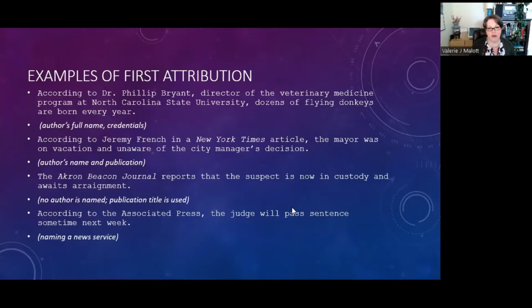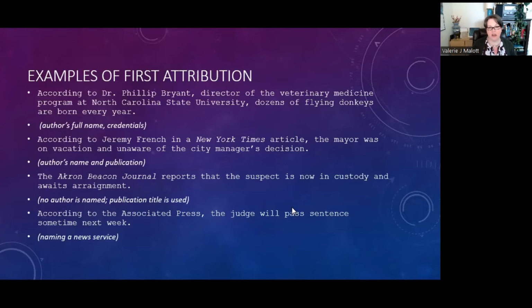The next one here, we have no author. So we rely on the credibility of the publication. The Akron Beacon Journal reports that the suspect is now in custody and awaits arraignment. So in this case, as I said before, you wouldn't say a staff writer for the Akron Beacon Journal reports, just use the Akron Beacon Journal. We rely on the credibility of that source instead.